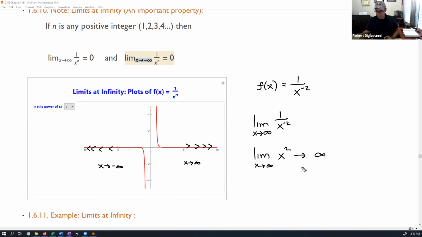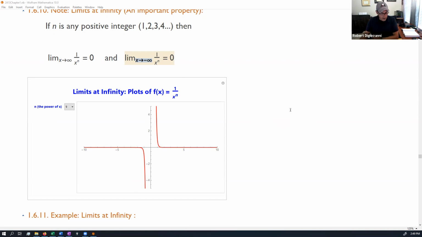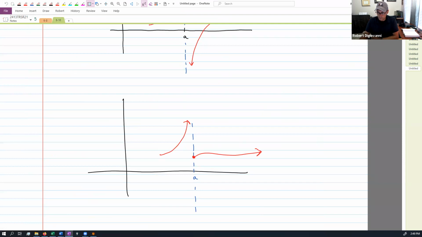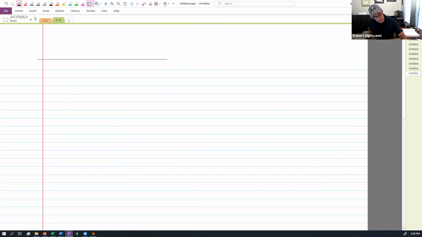All right, now let's do an example. Let's find the limit as x goes to positive infinity. We'll start off easy. x plus 1 over 2x plus 3.